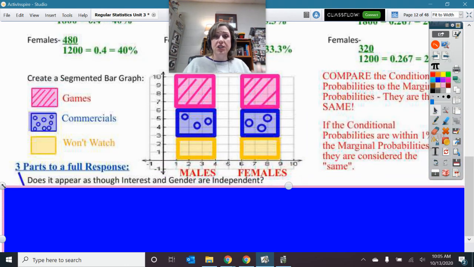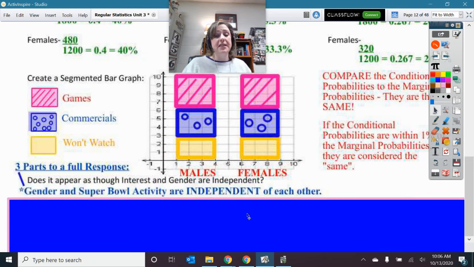All right, so let's do our full, complete response. There are 3 things you will always write down in your response. Number 1, state if it's related, not related, associated, or independent, whichever the question asks. Does it appear as though interest and gender are independent? So, what did we see here? The fact that you were male or female does not affect the rate. The rates did not change. So that means they are independent, independent, independent.